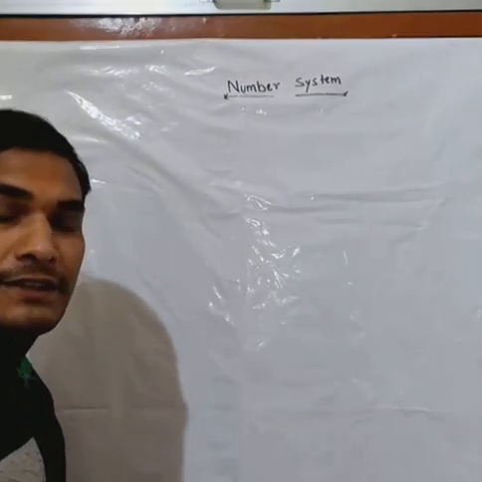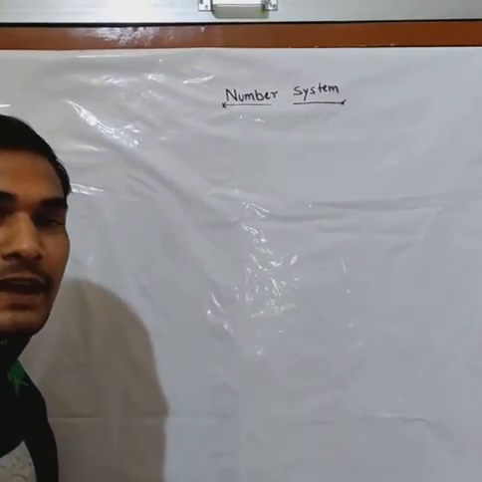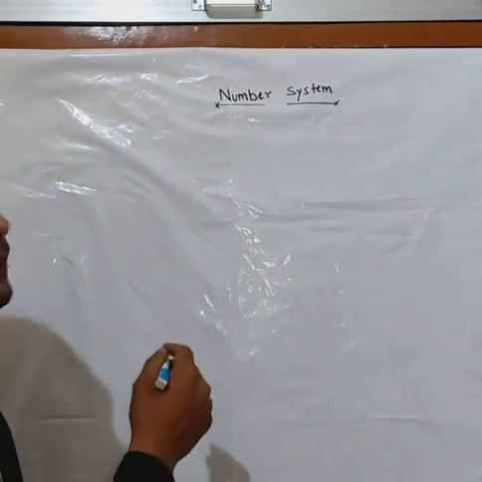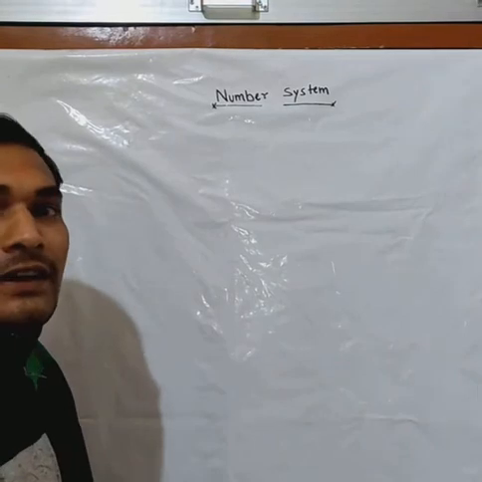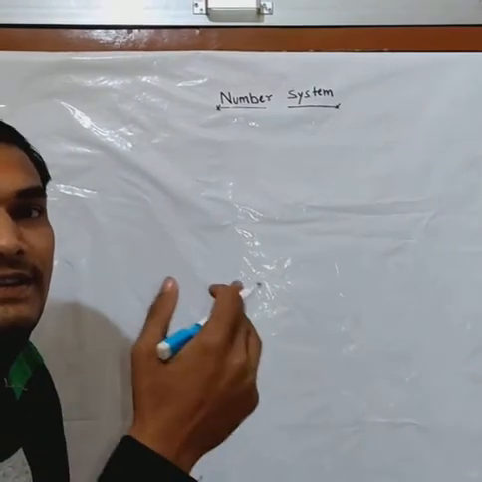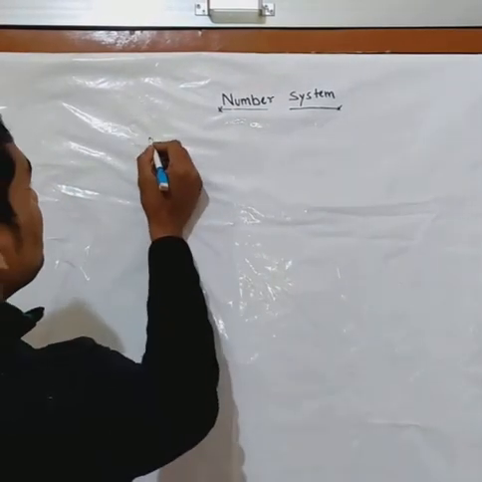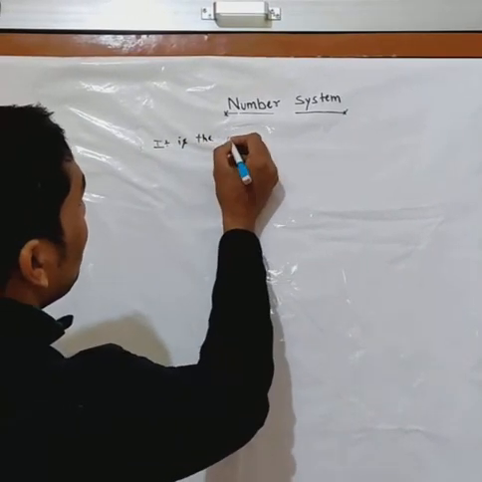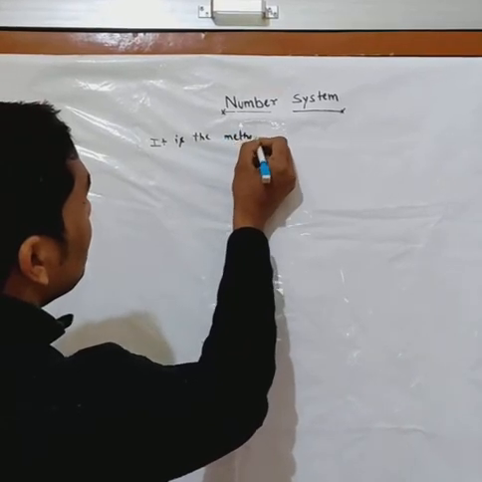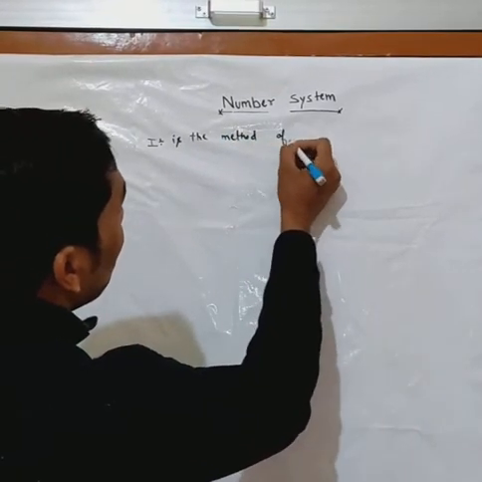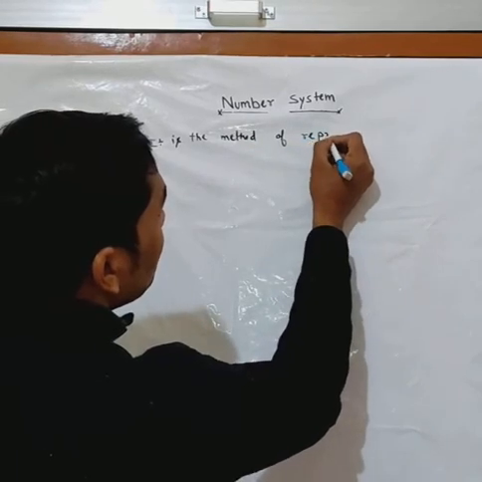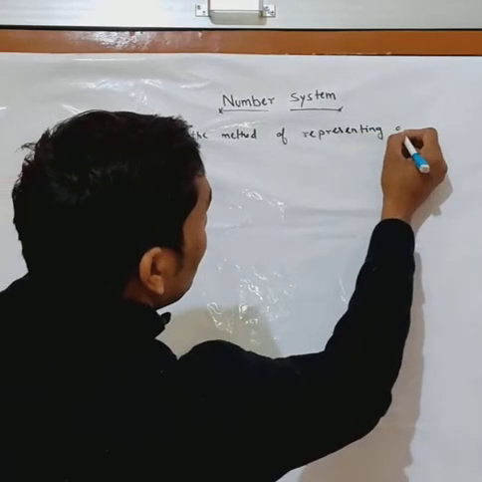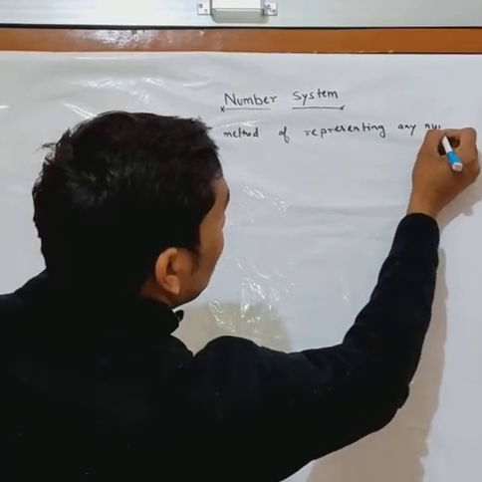Students, today we will study about number systems and their types. So, I have written here number system. Number system is the method of representing any number.